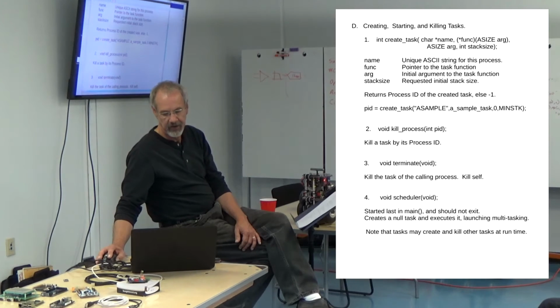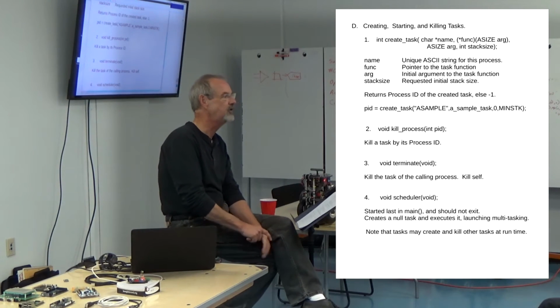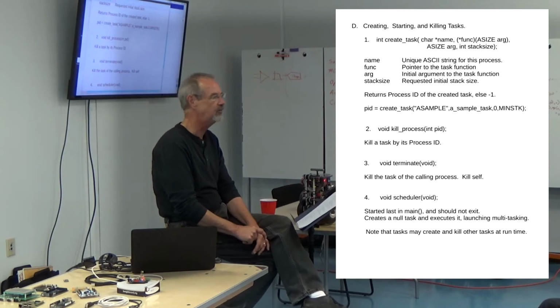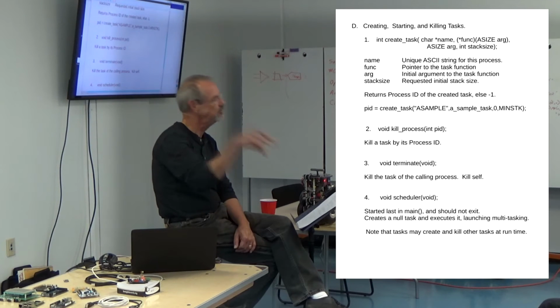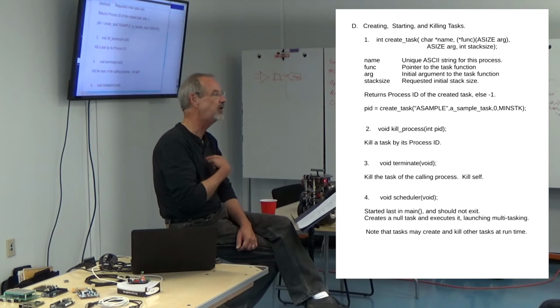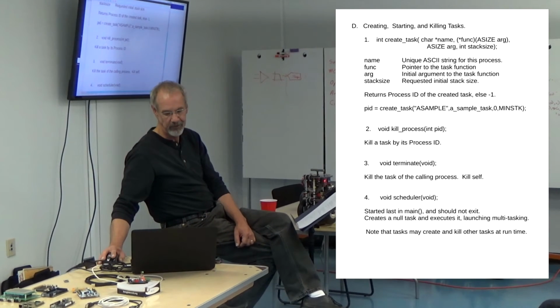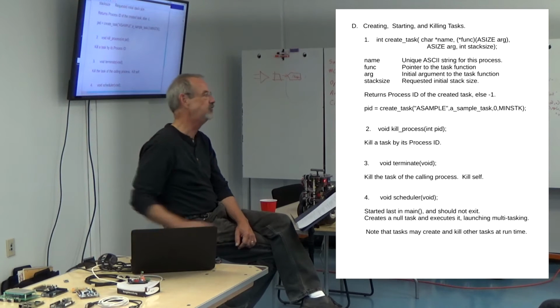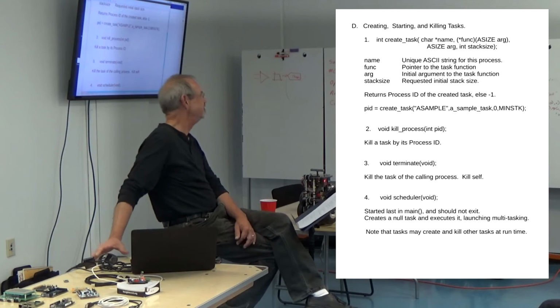Once you have that process ID, you can kill that process using that ID with a subroutine called kill process. You say kill process and give it the process ID, then it will stop that task running and remove it from the linked list. If you say kill process and give it your own process ID, then not only does it remove it from the linked list, but it defers to the next task in the list because you're gone. You're not running anymore. And so that's what terminate is. Terminate is just kill process with my own process ID. Suicide, basically. Kill self.